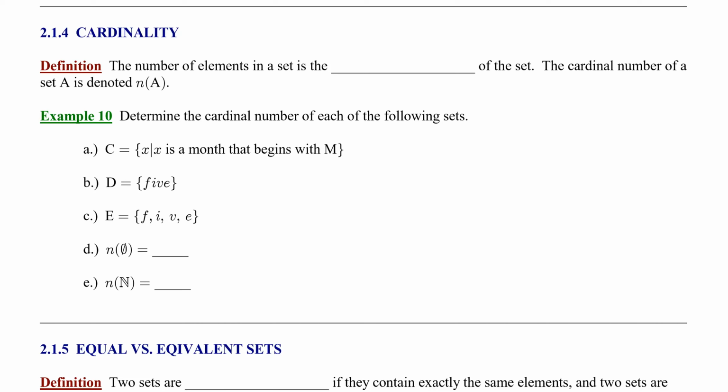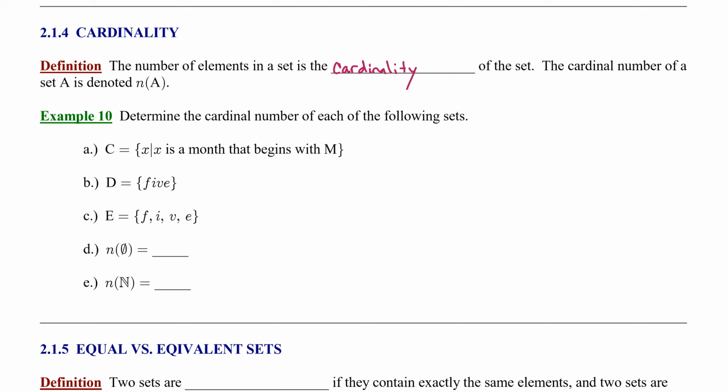A very simple but important concept in section 2.1 is the idea of cardinality. The number of elements in a set is the cardinality of the set. It is a measure of the size of the set, or a count of the number of elements in the set. The cardinal number of a set A is denoted n(A).